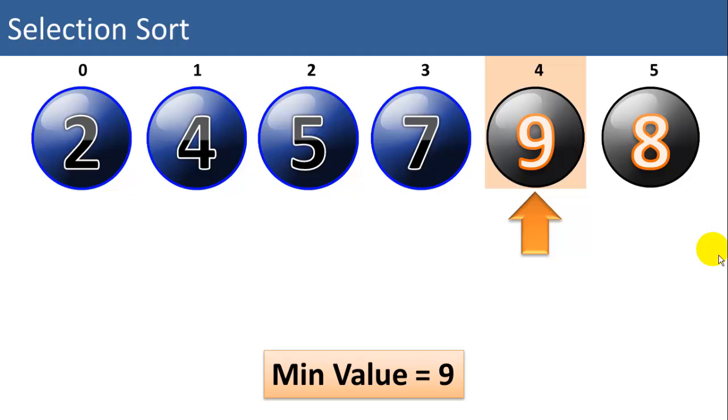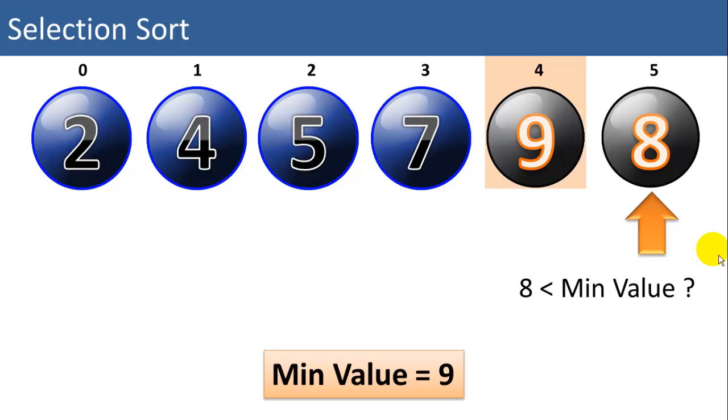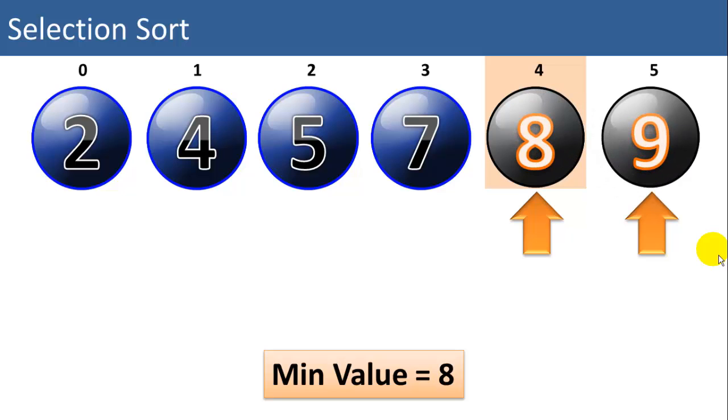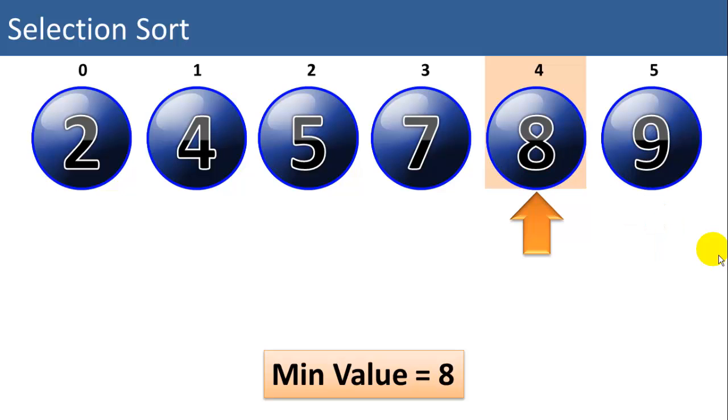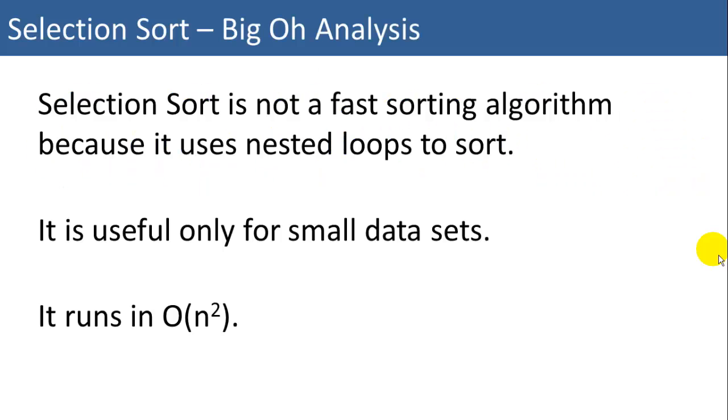We'll set our new min value to 9. Is 8 less than 9? Yes it is, so we're going to swap those. We'll swap the 8 and the 9, and then they're both sorted. So that completes the selection sort.